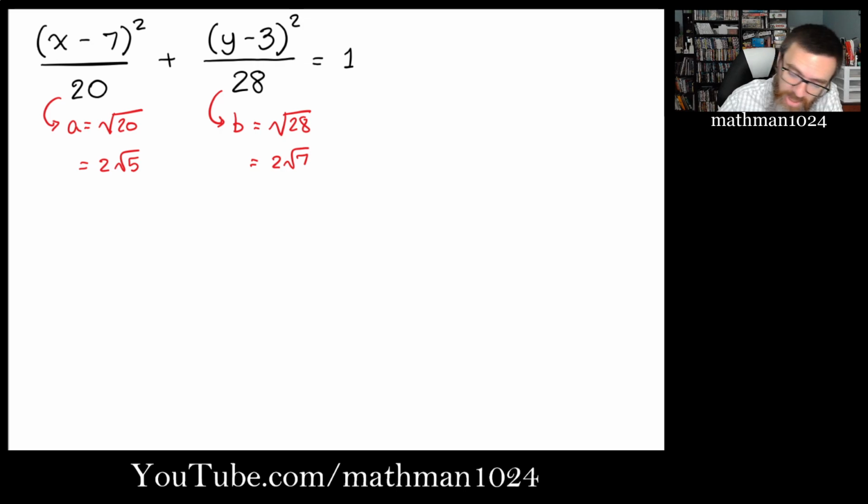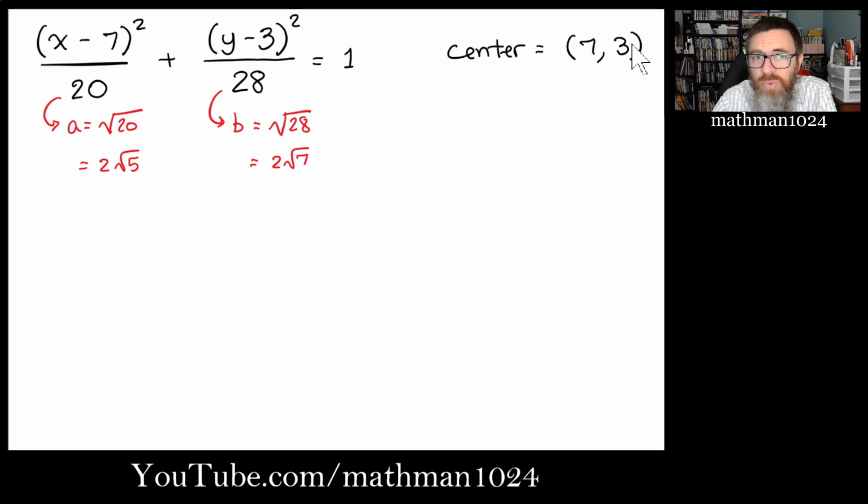So let's do this. We know from the form that our center is easily picked off as being the opposite of this, positive 7, and the opposite of that, positive 3. And we know it's going to be 7, 3 because we picked the 7 because it's with the x value, so that's the x coordinate. The 3 is with the y, so that's my y coordinate. Okay? So if we were to draw a quick little picture, here is my center at 7, 3.